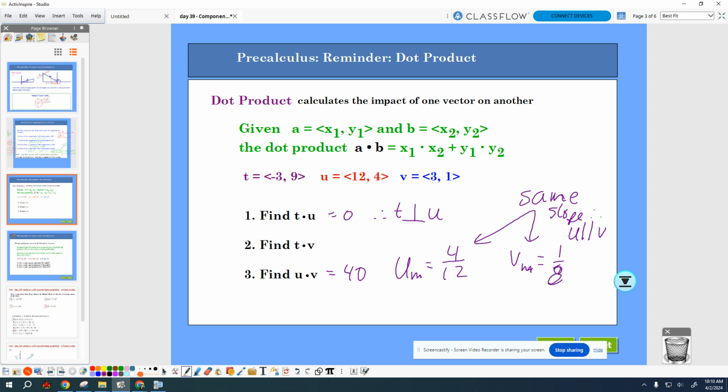Nick, what if this was 1/8? And this is 4/12, are they still parallel? No, because the slopes are not the same. Are they perpendicular? Yes. Why are they perpendicular? The dot product is 40. So if it's 1/8, it just means those two vectors cross. It's not a special thing, it's just regular normal vectors on the street.